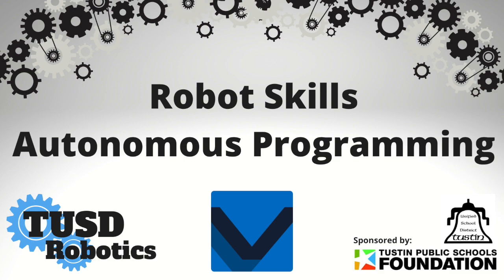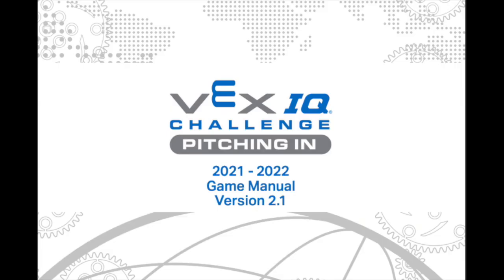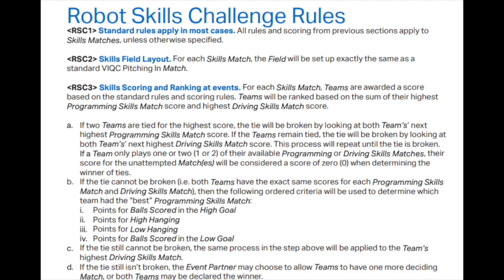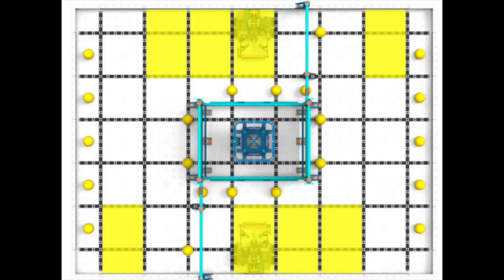Now, the first thing you need to do is make sure you have looked closely at the game manual and read all the rules related to robot skills, as well as the starting positions for your robot. Often in robot skills, you are allowed to choose any of the starting positions. As you can see here, they're highlighted in yellow, and there are 8 different starting positions you can choose from. So you may choose to run a different program from a different starting position.